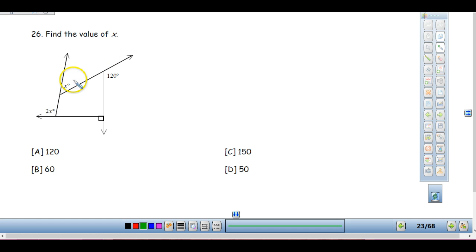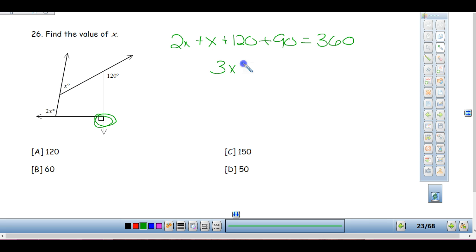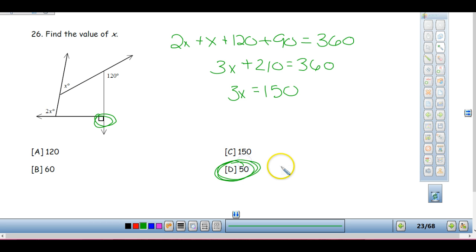Okay, this one we're dealing with exterior angles. Okay, so remember that the sum of your exterior angles adds up to 360, and that's on your formula sheet. Okay, so we're going to go 2x plus x plus 120 plus, this one's got that square in it, so that's 90. It's all going to add up to 360. So 3x plus 210 equals 360. 3x equals 150, so x is going to be 50 degrees. Make sure you solve that all the way through.